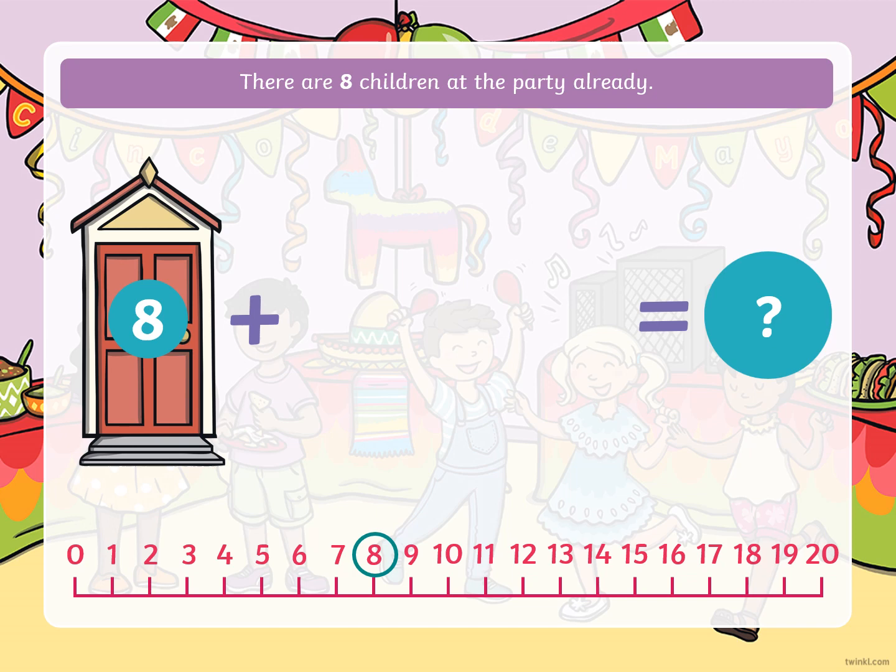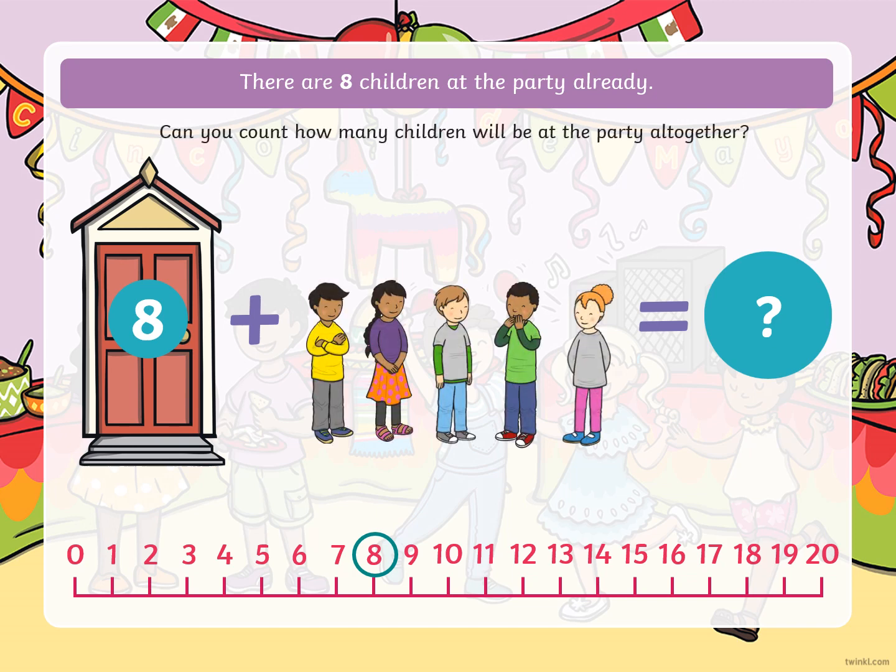There are 8 children at the party already. Can you count how many children will be at the party altogether? You start counting from number 8 and then count the children that come after. I'll give you 20 seconds to try and answer the question. You can also ask help from anybody who's there with you at the house right now. And then I will click on the question mark so that you can see if you got the right answer. I won't be helping you for this one this time.